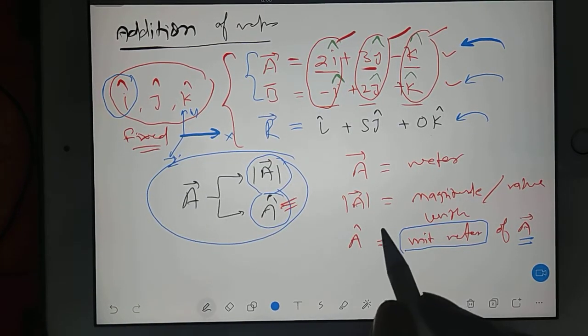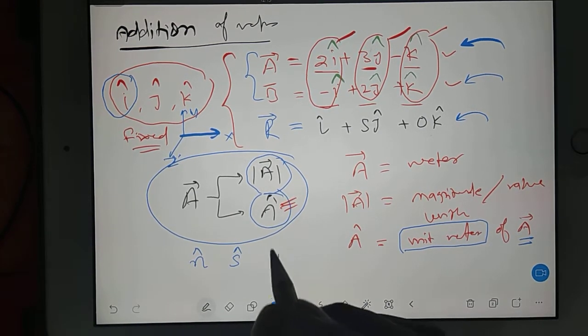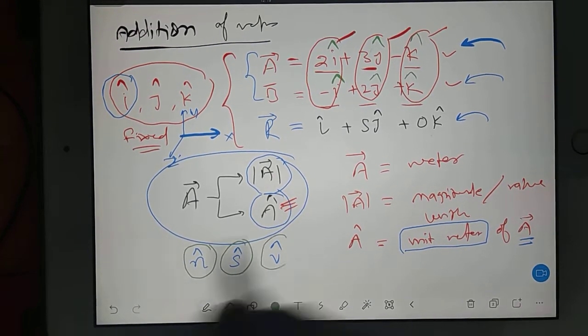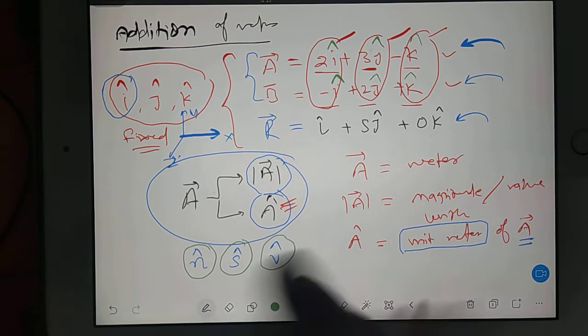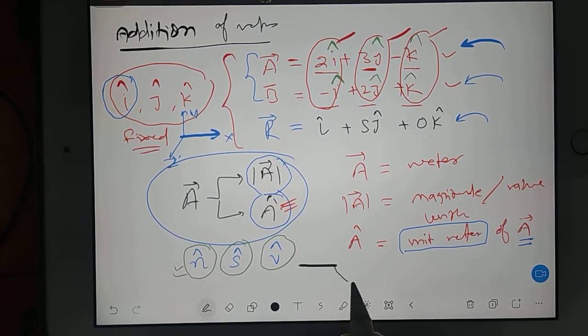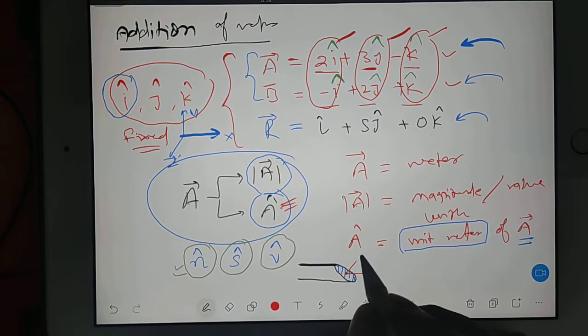But whenever other types of vectors come, for example, sometimes you might have heard in science n cap, s cap, v cap, these kinds of vectors, they are based on the question we are solving. What is the meaning of n cap? Just one example. Suppose you have a pipe, and in this pipe a flow is going like this. You can see the plate here, this opening, the hole. So there is one vector perpendicular to this hole.